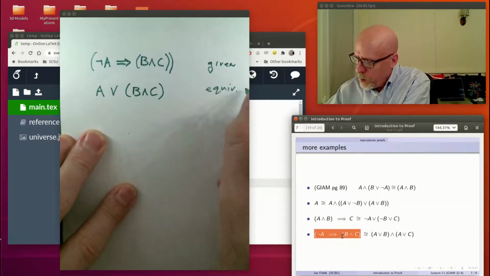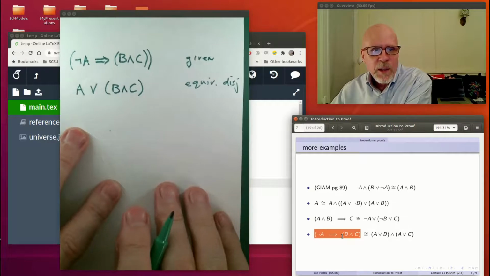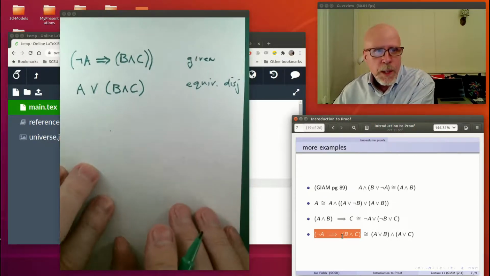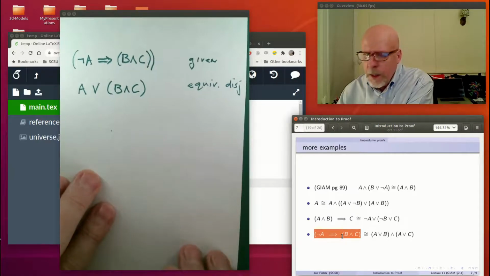Can I just say equiv disj? And you'll know what I meant there. Equivalent disjunction for the implication or for the conditional. All right, A or B. You know what? I'm feeling pretty good about this. We're almost there.